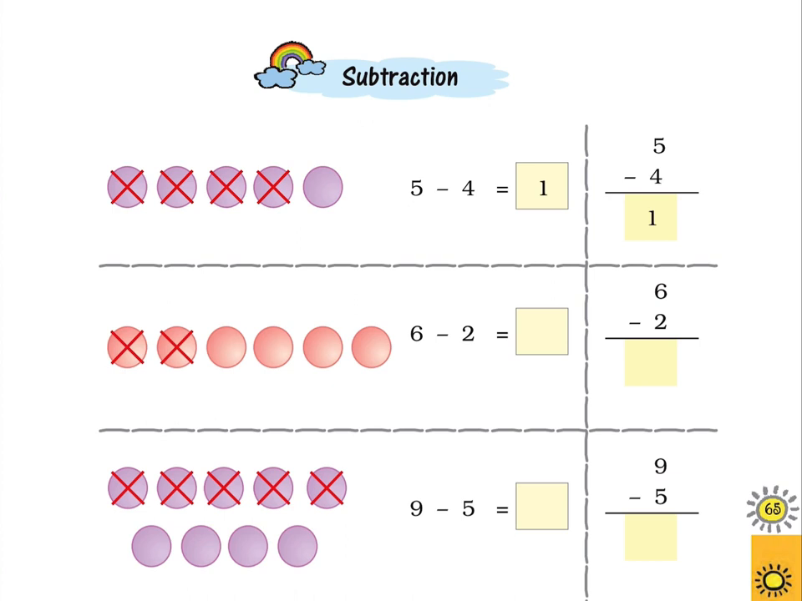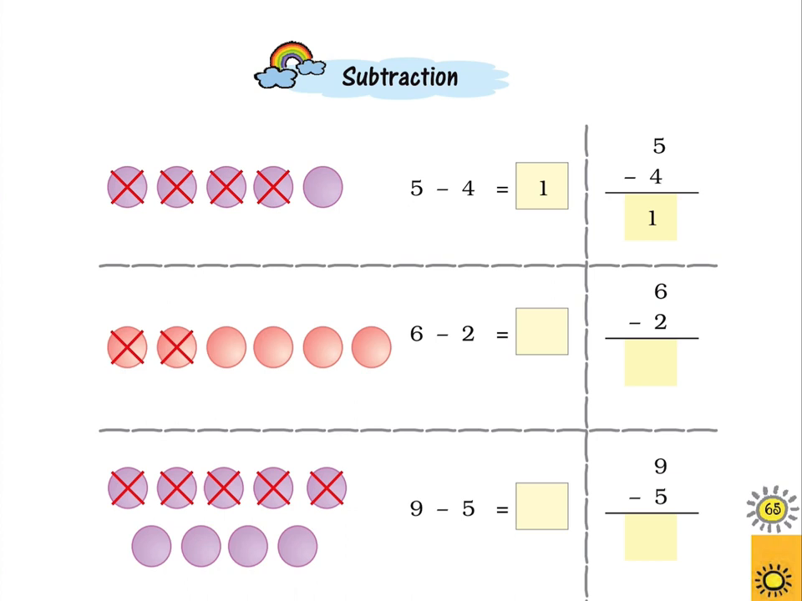After the line of circles, total number of circles and number of circles crossed are written with a minus sign in between the numbers. The writing space for answer is on the right side after the sign of equal to. Column 2 shows the same question written in standing line manner.